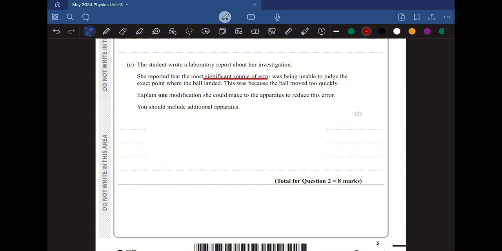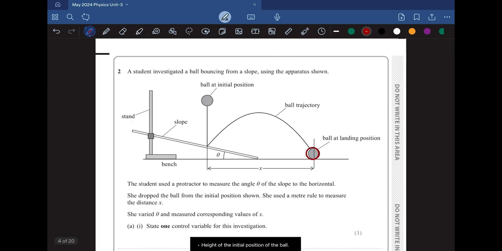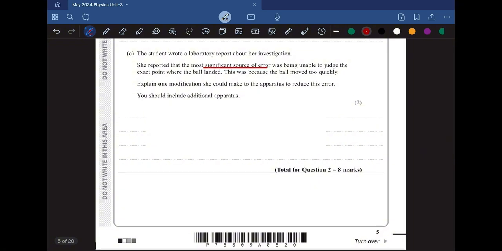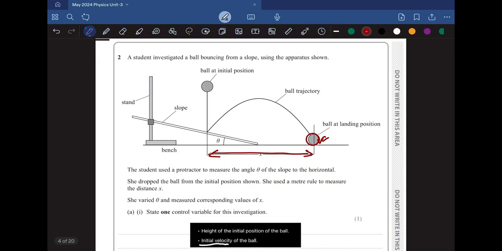This was a significant source of error, because if you cannot judge where the ball is landing, you cannot figure out the value of x exactly, right? The correct value of x. Explain one modification she could make to the apparatus to reduce this error. Now, one thing that comes to my mind is, if she records the whole procedure, then it will be very easy to go through the video in slow motion to see where the ball was exactly landing, right? So she can use a camera to record the motion, which can be viewed in slow motion to find the exact point where the ball landed.